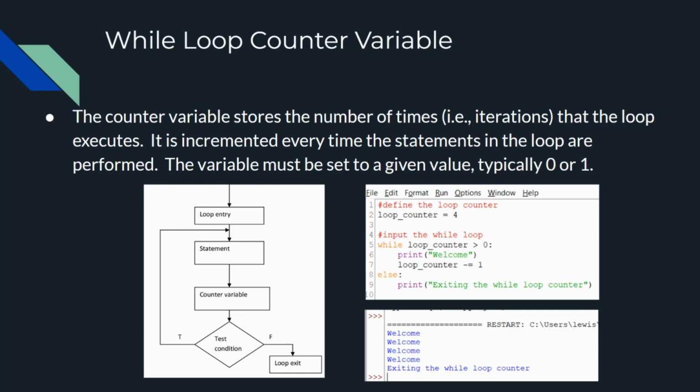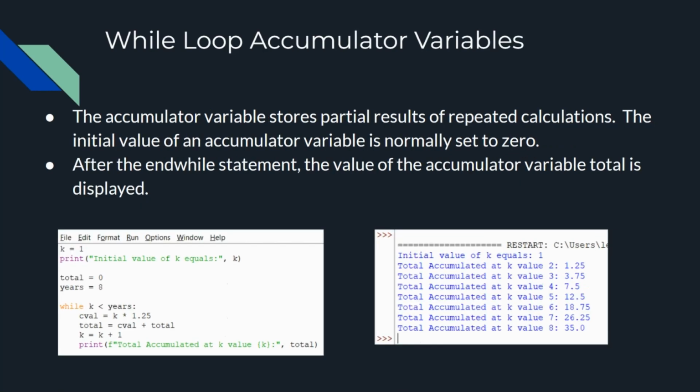An accumulator variable stores partial results of repeated calculations. The initial value of an accumulator variable is normally set to 0. In programming, each counter and accumulator variable serves a specific purpose and these variables should be well documented. The while statement works with a condition rather than a sequence. The condition requires that the while statement performs a task until the condition is no longer true.